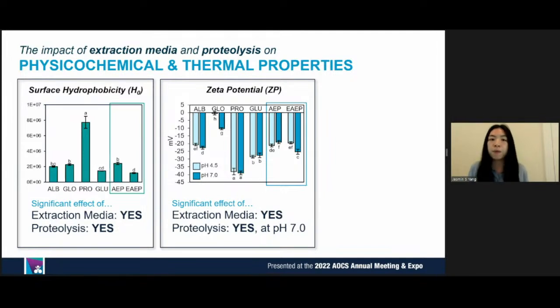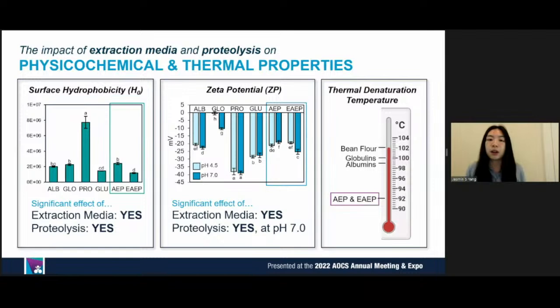Lastly, this is a visual representation of the thermal denaturation behavior that was measured using differential scanning calorimetry. Our results here show that native proteins in bean flour had the highest denaturation temperature, followed by globulins and albumin fractions. However, the AEP and EAEP protein extracts had significantly lower denaturation temperatures, potentially due to partial denaturation from alkaline conditions or mild heating during extraction. Importantly, proteolysis did not have a significant effect on thermal behavior, since the AEP and EAEP had nearly identical denaturation temperatures.